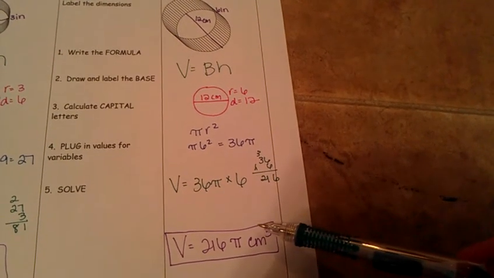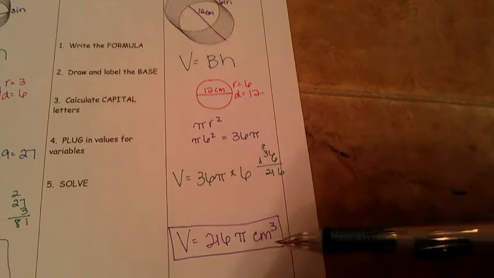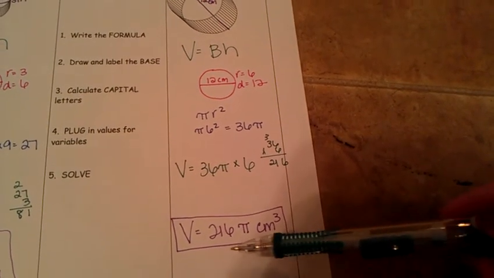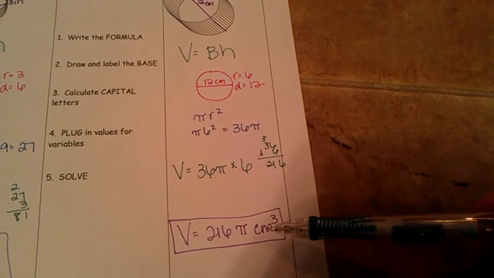Whoops. If you could just tell, I use centimeters and inches, but your unit should stay consistent. That's just a typo on my part. So 216 pi centimeters cubed.